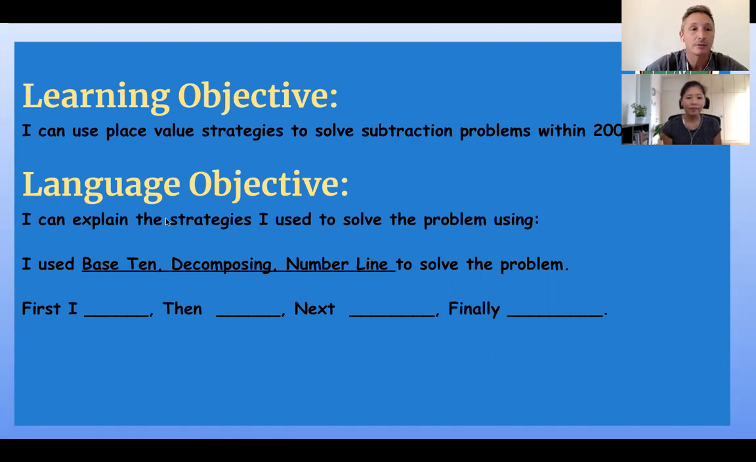Your language objective is: I can explain the strategies I used to solve the problem using base 10, decomposing, or a number line to solve the problem. First, then, next, finally, and there.